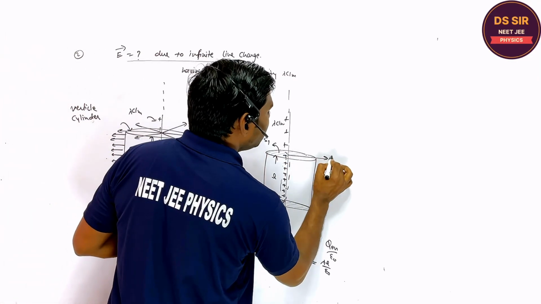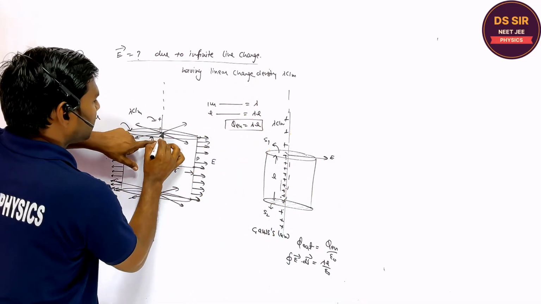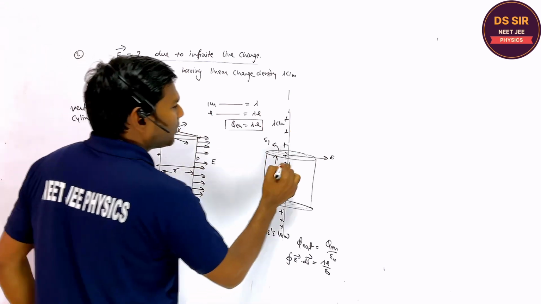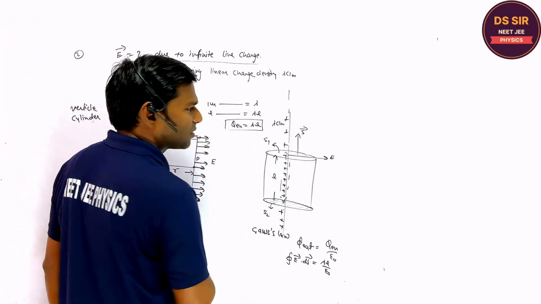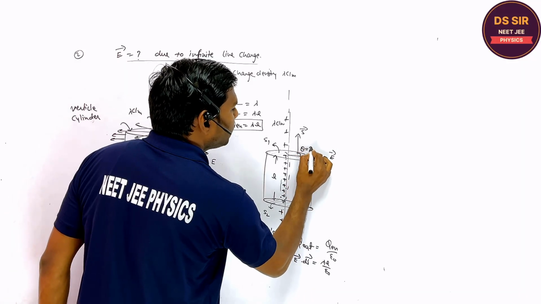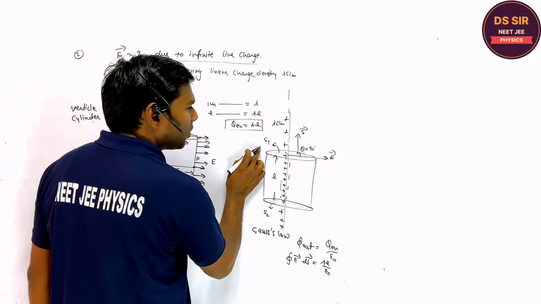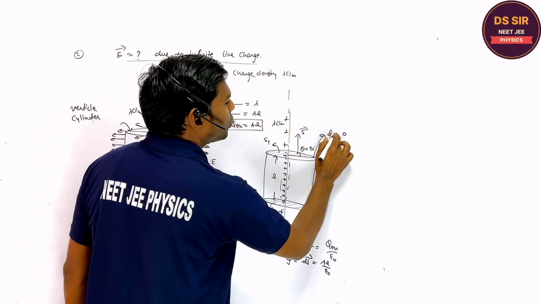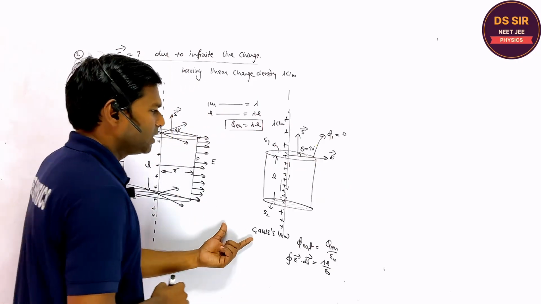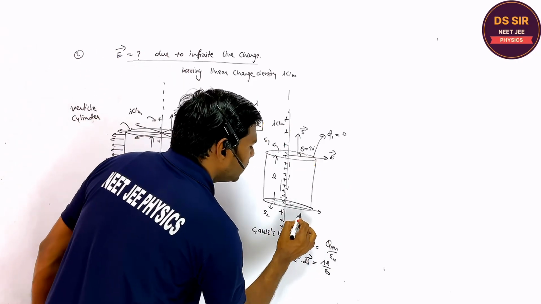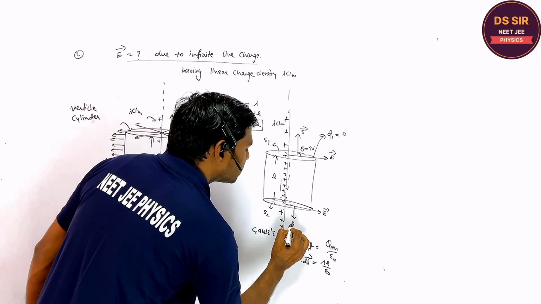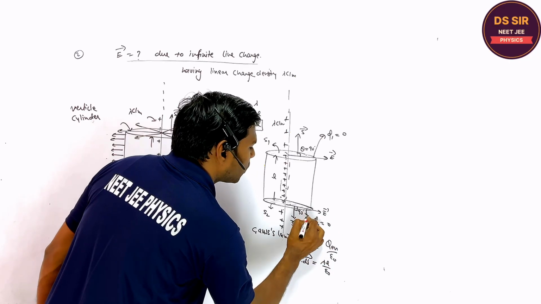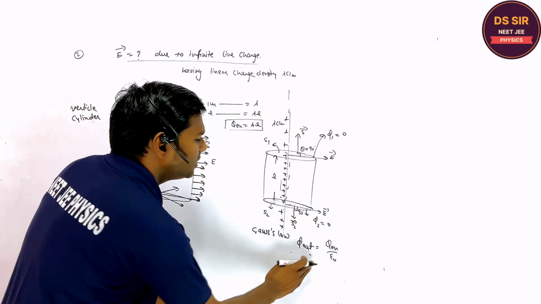Here the electric field is like this, and the surface area vector is in this direction. So what is the angle between them? This is the surface, and this is the electric field. The angle is 90 degrees, so the flux linked with this surface is 0. Similarly, for S2 the electric field is always perpendicular to the surface vector, 90 degrees, so the flux linked with this is also 0.